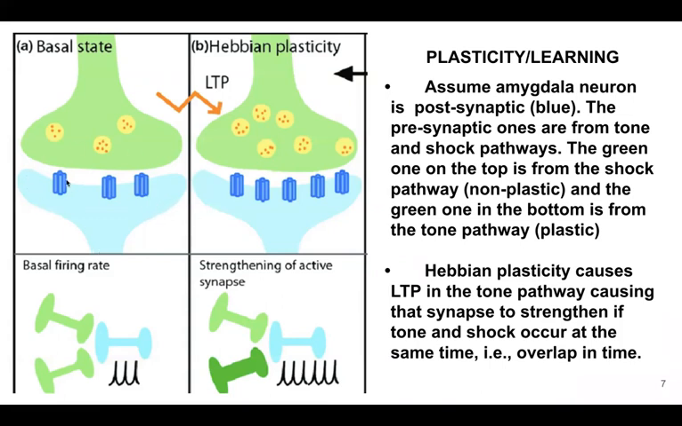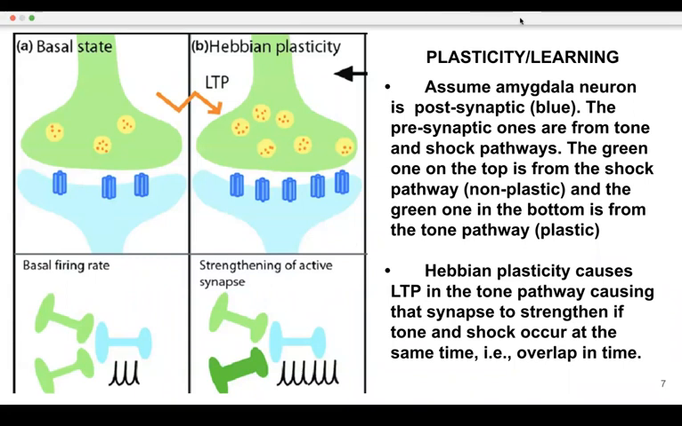So look at the difference here. This is initially before the tone and shock fire at the same time, and then this is after. You can see these receptors are upregulated and long-term potentiation has occurred. So ultimately, this tone amygdala synapse from the left to the right has strengthened. That is all for this video, and I look forward to our next video.